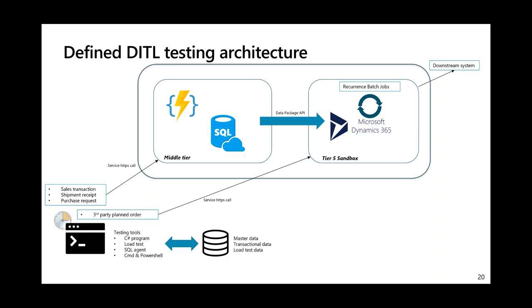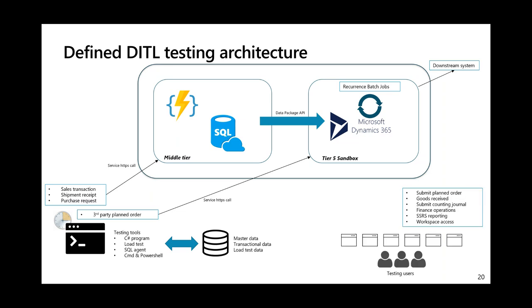The control program generates data to the middle tier or to the Dynamics FNO, and we also store the data in the master data. I have set up a number of batch jobs on the FNO side to make them run recurrently on a schedule. I have also created a number of testing users to simulate user interaction, submission, and queries in the system, SSRS reporting, and workspace access. So the testing architecture is very helpful to give you the full picture of the testing approach.